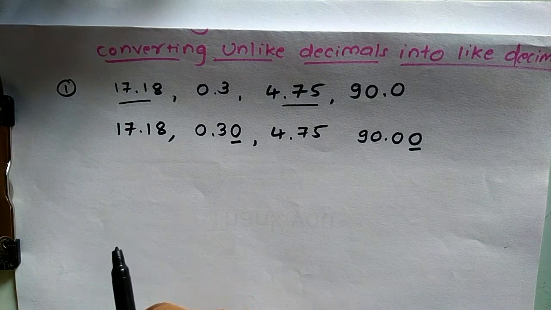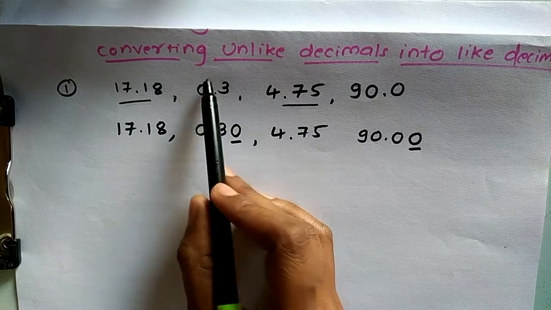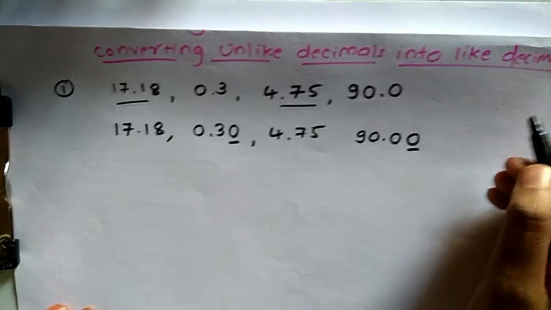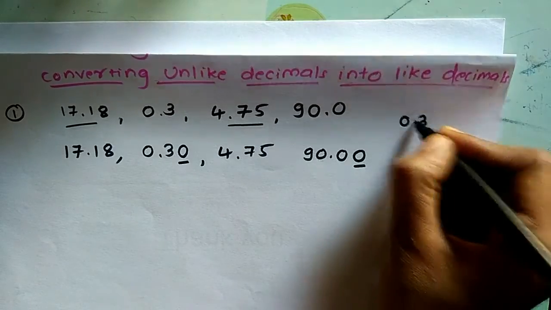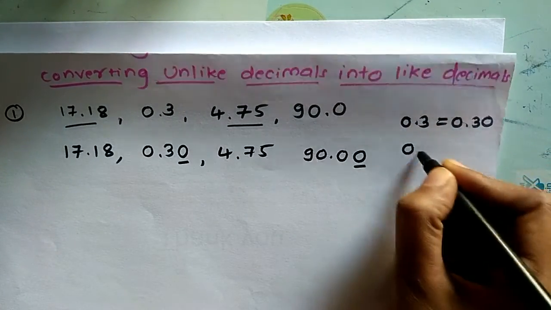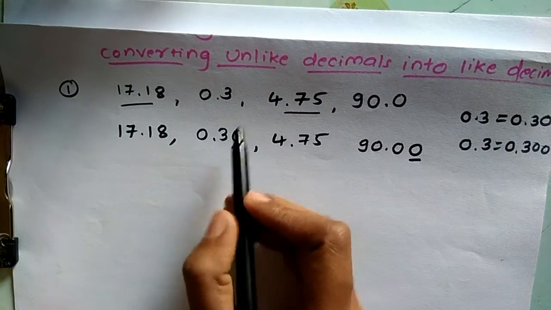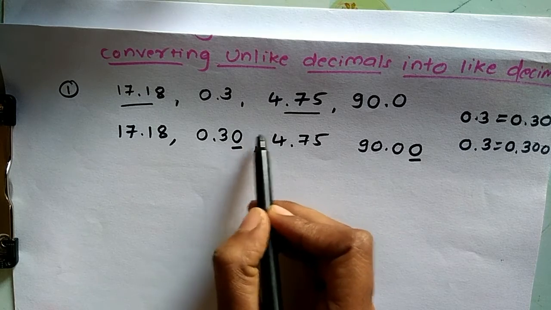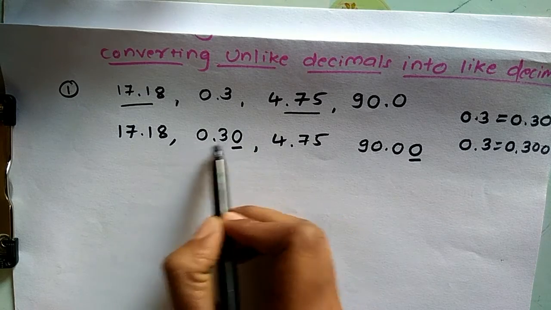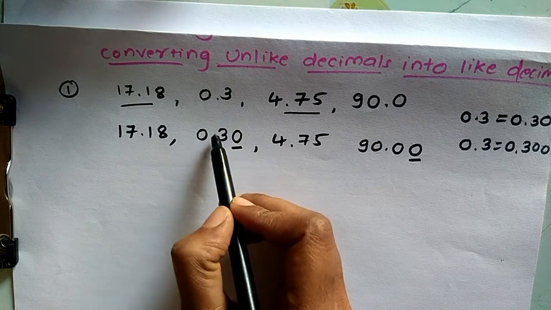But there is a question, when we put the extra 0, will the value change? No. So they will be the equivalent decimals only, because if you write 0.3, this is nothing but what? 0.30. Again, you can write 0.3 as 0.300. After the decimal place, if you put any number of zeros, the value will be 0.3 only. So the value will not change. They will be the equivalent decimals.